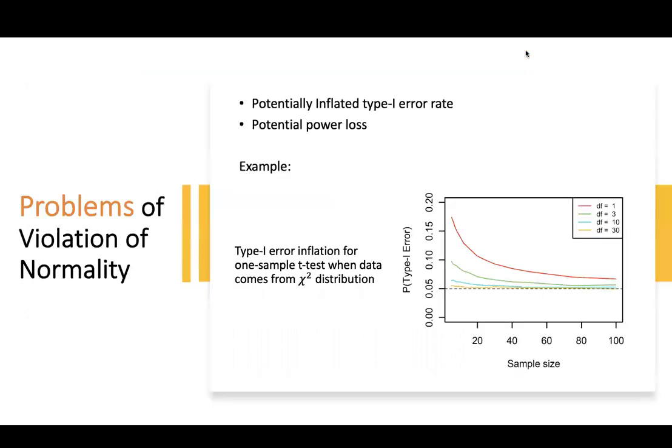The assumption of normality always needs to be checked for many statistical procedures since their validity depends on it. Violation of the normality assumption in downstream tests may result in inflated type 1 error rate or loss of power. As an example shown here, the type 1 error rate for the one sample t-test is inflated when the data comes from a chi-square distribution.